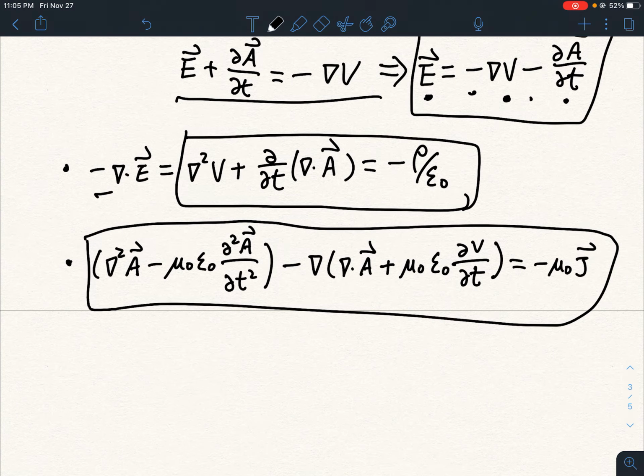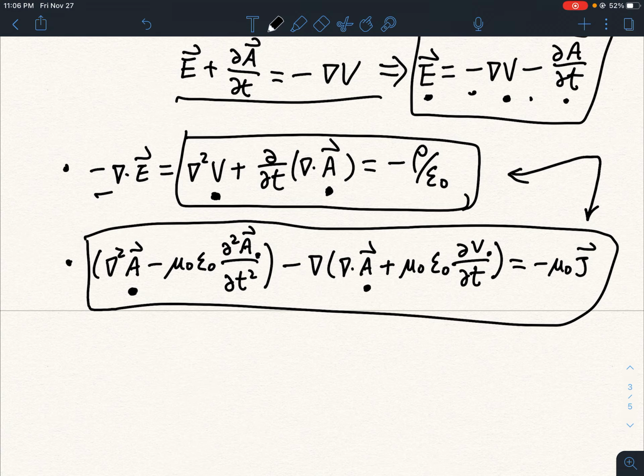It looks like this. As I said, now we need to find A and V. So A and V really satisfy these equations. There are a lot of formulas here. So it satisfies this. Now we just need to solve these two equations to figure out A and V. Once we know A and V, we can figure out the E and B.